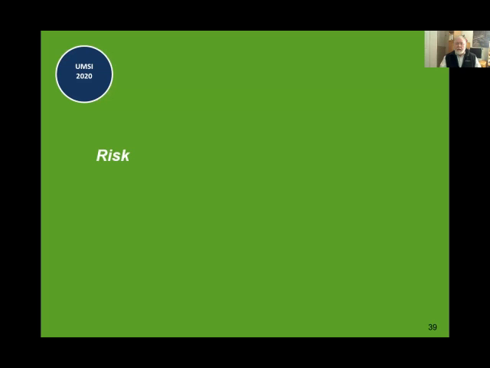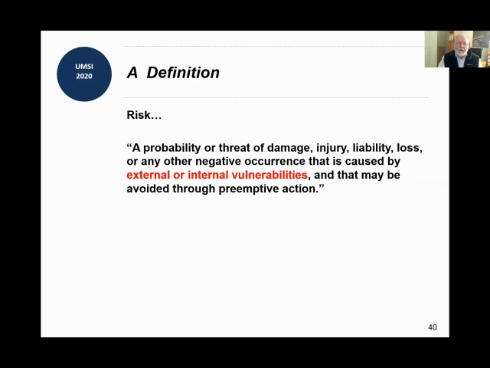Okay, I'll pause there. If questions come up on financial management, send me an email about them. But let's shift gears now and go into risk. So we'll start with a definition of risk. And this is a probability that something bad's going to happen caused by either external or internal weaknesses, and that could be avoided through preemptive action, or what's often known as risk mitigation.